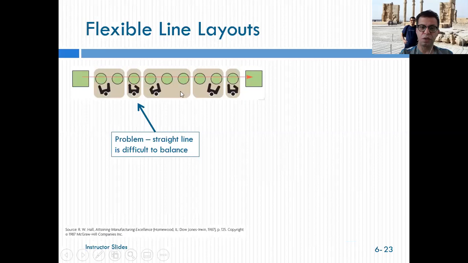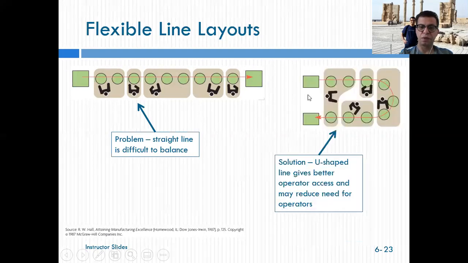In this situation, the problem is a straight line; it's difficult to balance things. If it's moving very quickly, it's very difficult to balance accordingly. But in a U shape, the solution, a U-shaped line gives better operator access and may reduce the need for operators. So it will give more flexibility to share the work.